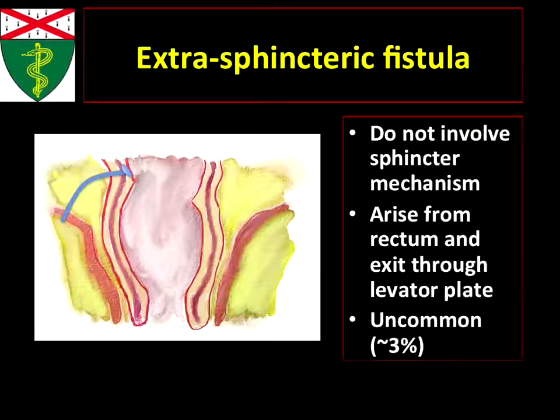And I don't actually have an example of this. We checked through our database of cases. I couldn't really find one, at least one that was described so far. The only issue with this one is that the cryptoglandular hypothesis, where we have an anal gland that gets obstructed and decompresses through the anatomy of the anus, doesn't really apply to this. There may be other glands that get obstructed and result in these extrasphincteric fistulas, but certainly the cryptoglandular hypothesis does not apply to these fistulas.